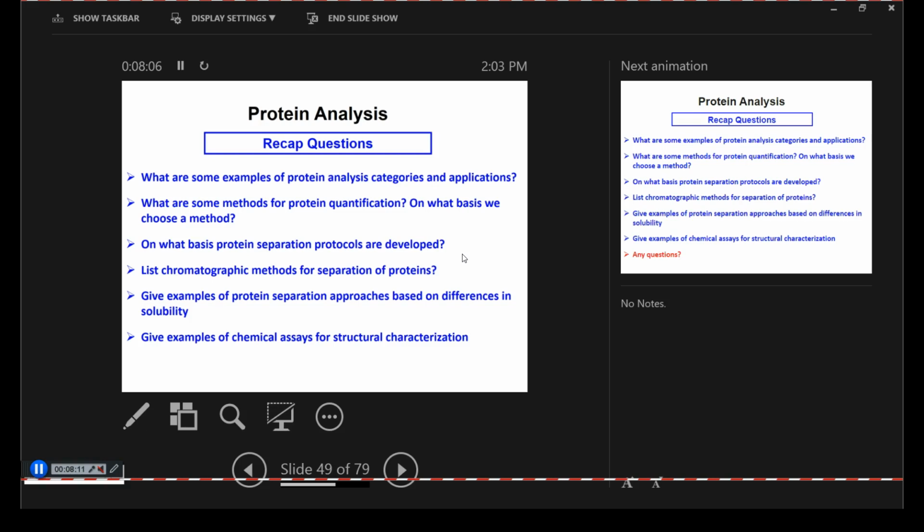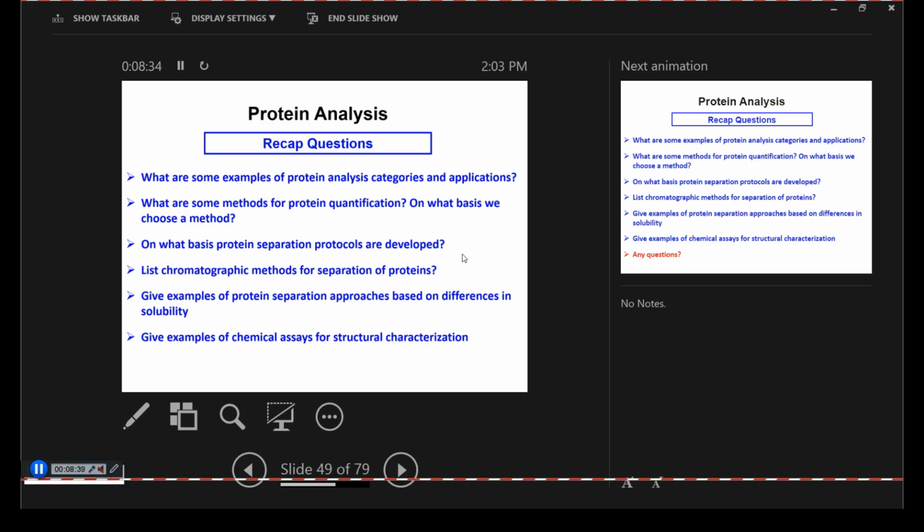Okay, examples of protein separation approaches based on differences in solubility. Katie was ahead of the game answering isoelectric point, salt solubilization, organic solvents, and heat, denaturation based on thermal treatment.